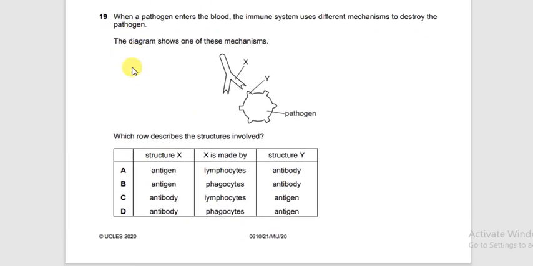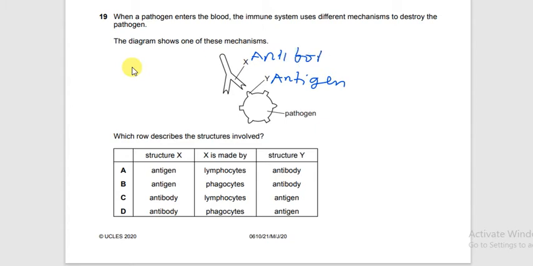Now the next question is, when a pathogen enters the blood, the immune system uses different mechanisms to destroy the pathogen. The diagram shows one of these pathogens. So obviously Y will be the pathogen, it will be the antigen. X will be the antibody. So the antibody has a complementary shape to the antigen.